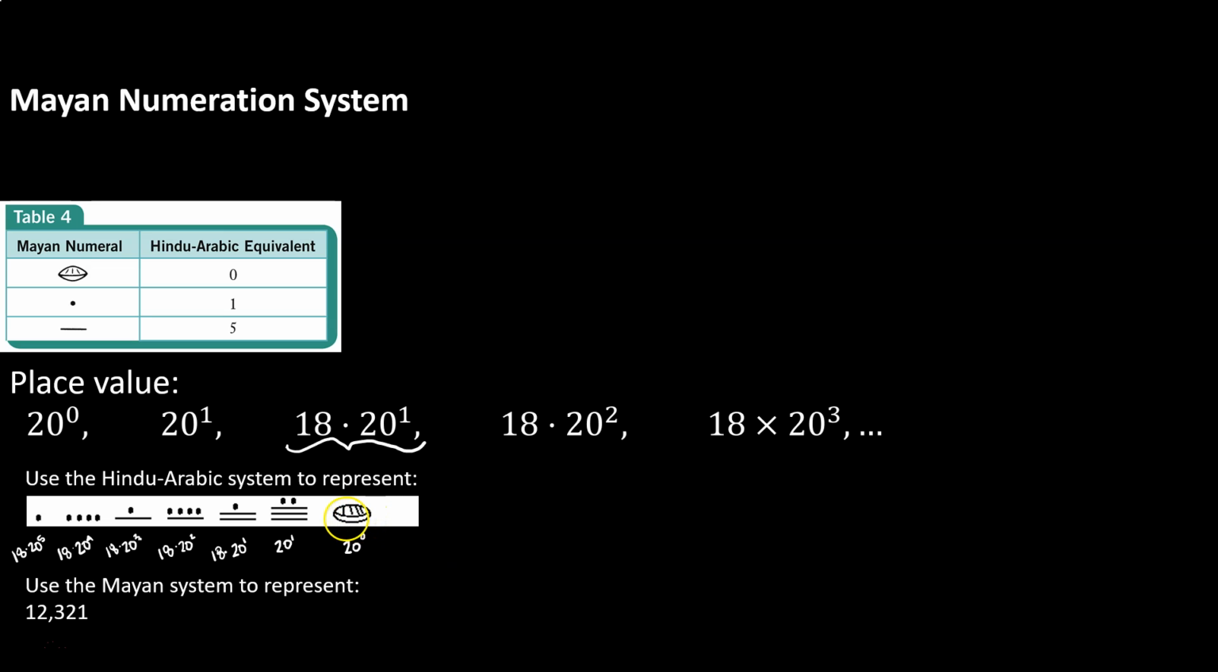This clam in the 20 to the 0 power represents 0. So we would have 0 times 20 to the 0. And in the 20 to the first power, I have 2 dots, which represent 2 singles, and then 3 horizontal bars, which is like 5, 3 times. So that would be 15 from the horizontal bars and 2 from the dots. So that would look like 15 plus 2 in the 20 to the first power. I can already tell I'm going to run out of room, so let me copy this down up at the top.